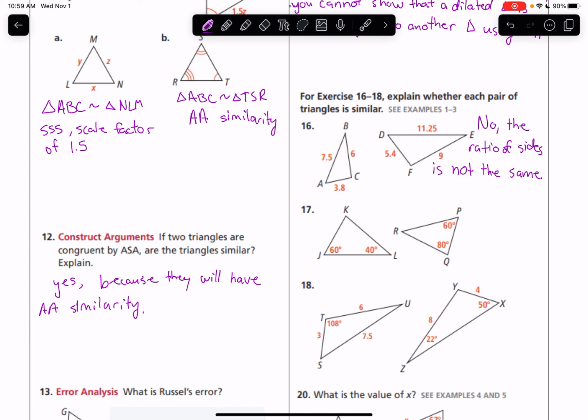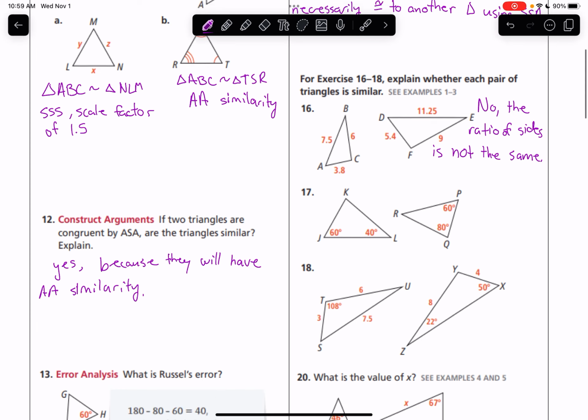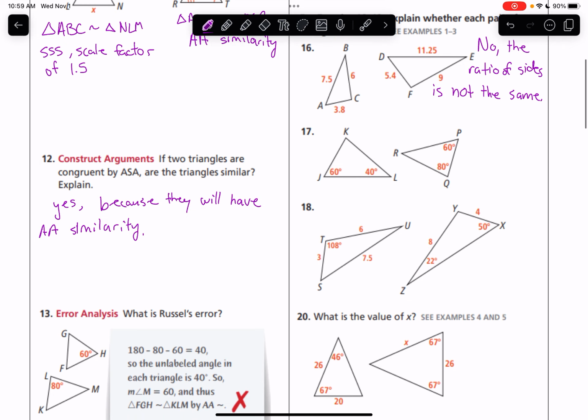All right, we look at the next one. We have a 60 and a 40 and a 60 and an 80. We can fill in the third angle of those triangles by subtracting from 180. So I have an 80 here and a 40 here, which makes those triangles similar by angle, angle similarity.